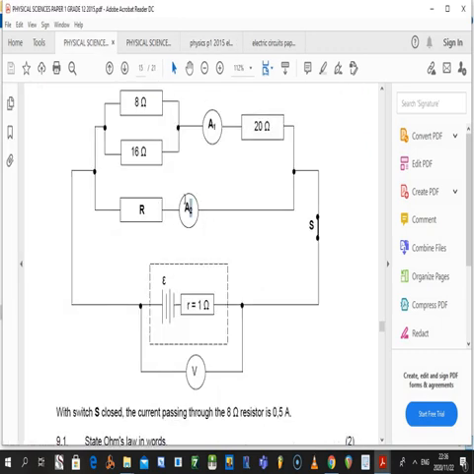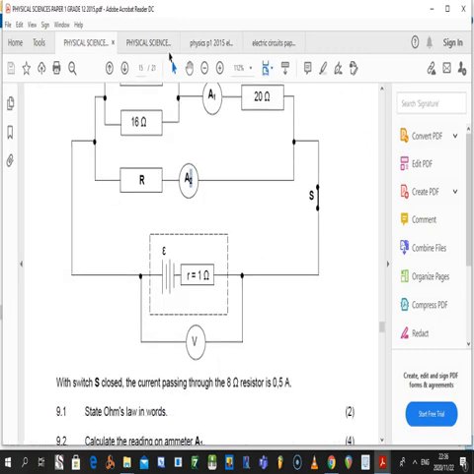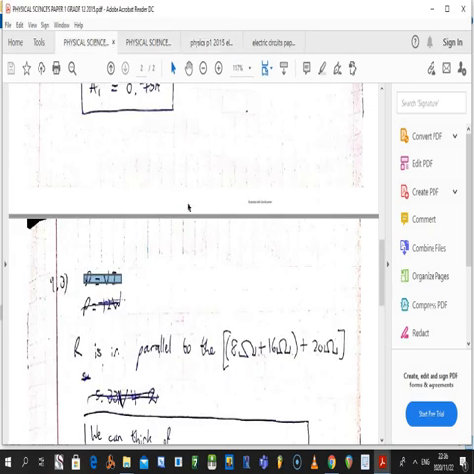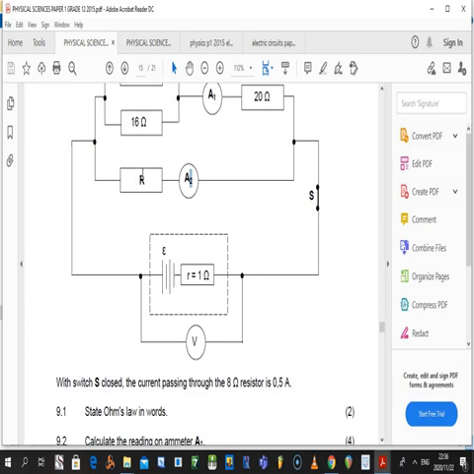So we want to calculate the current here using the power. We have the power, and the current here is the current that is, of course, in this resistor. So P equals V times I. We've got the power, so we need to find the voltage in order for us to find the current here.